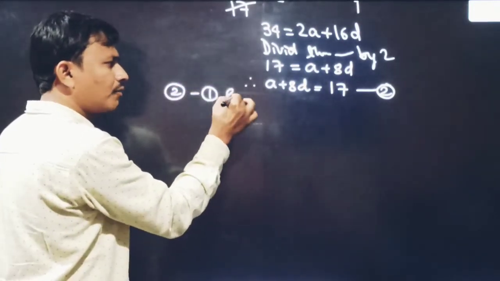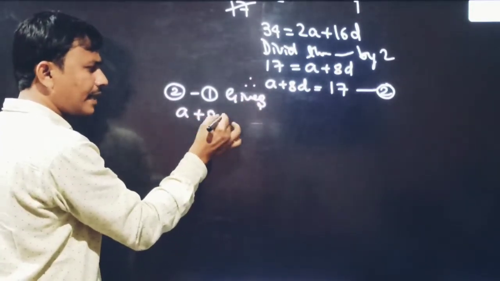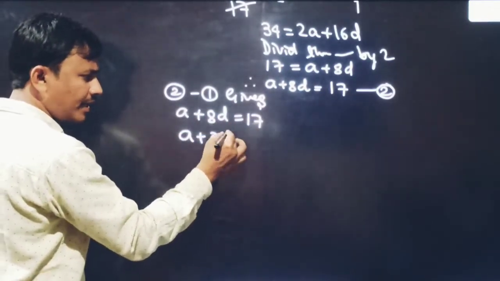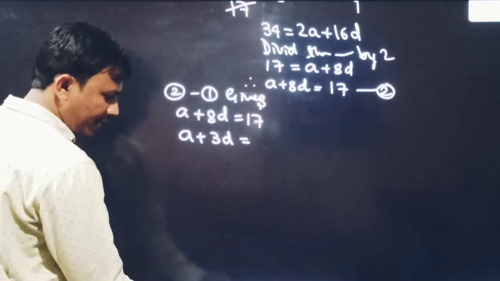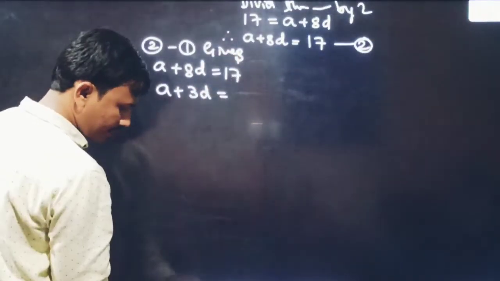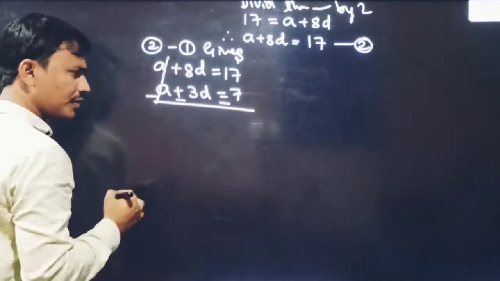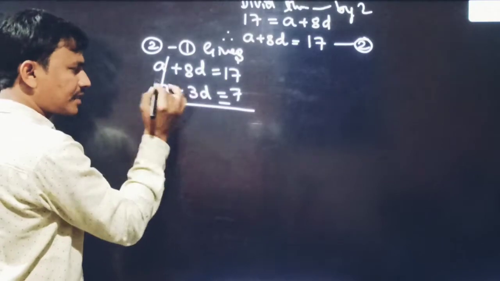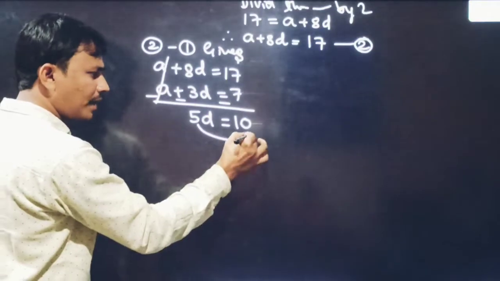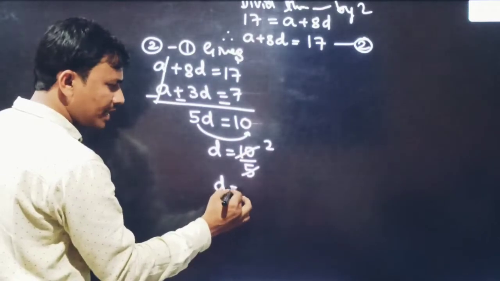Equation 2 minus equation 1 gives. Equation number 2 is a plus 8d is equal to 17. Equation number 1 is a plus 3d is equal to 7. Subtracting, a gets cancelled. 8d minus 3d is 5d. 17 minus 7 is 10. So 5d is equal to 10, d is equal to 10 divided by 5. 5 twos are 10. D is equal to 2.